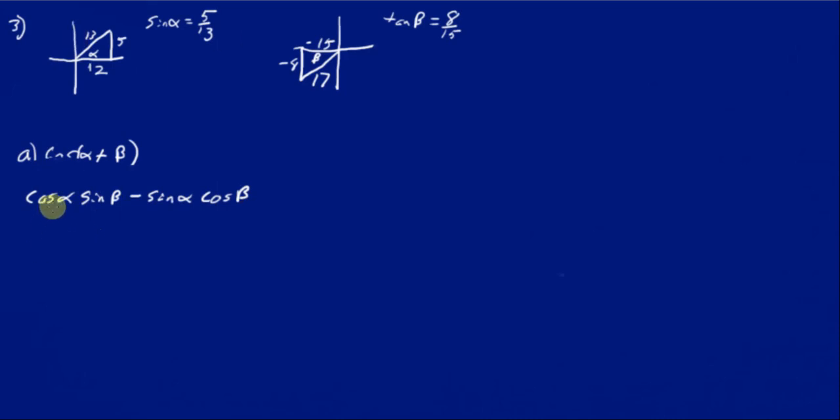So the cosine of alpha is going to be 12 over 13 times the cosine of beta. Well, over here is beta. So the cosine of beta is going to be negative 15 over 17. Subtract from that now the sine of alpha. All right, we're back over here. The sine of alpha is 5 over 13 times the sine of beta. And over here, beta, now we're going to do negative 8 over 17.